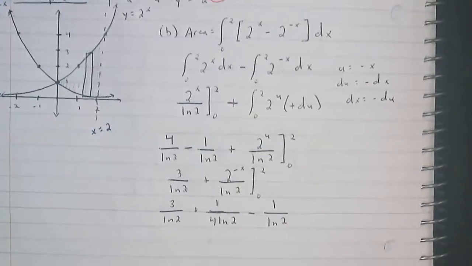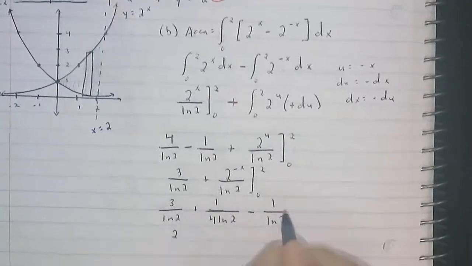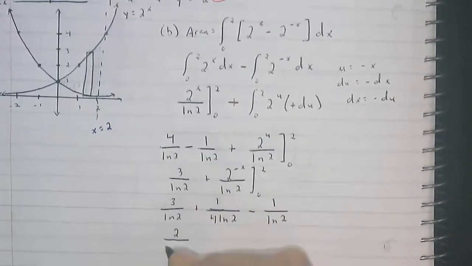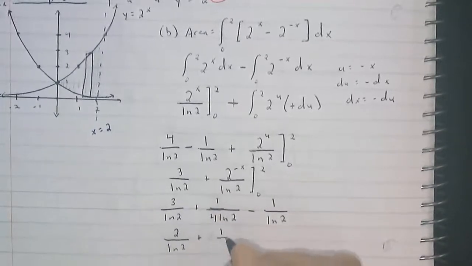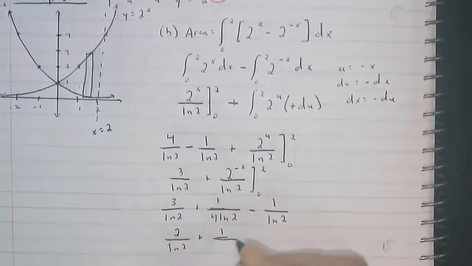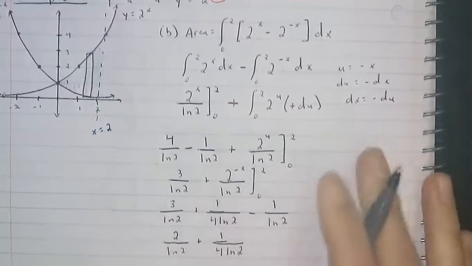And so I feel like I made a mistake here. Let's double check. So 1/4. No, we're good. So then this turns into 3 minus the 1 gives you 2 over the ln of 2 plus a quarter, 1/4 times 1 over ln of 2.